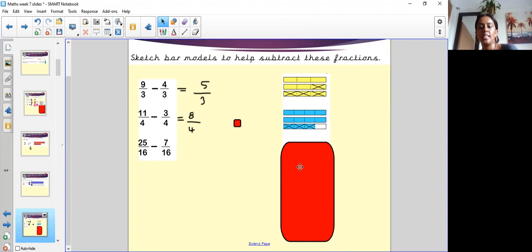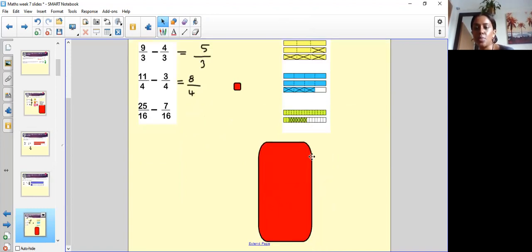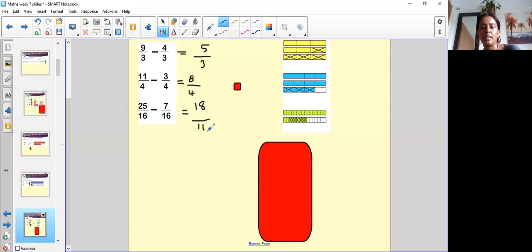And finally, 25/16 minus 7/16. So this one is a little bit harder to see, but it's 16 strips across and 2 of those. So then you have your answer. So what is 25 minus 7? See if you can have a go. So we have 18/16.